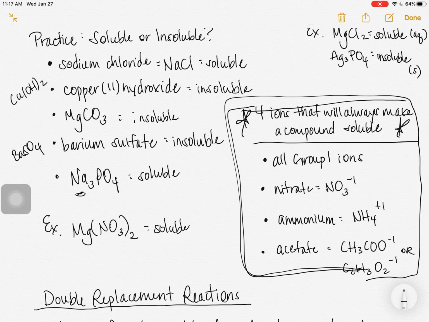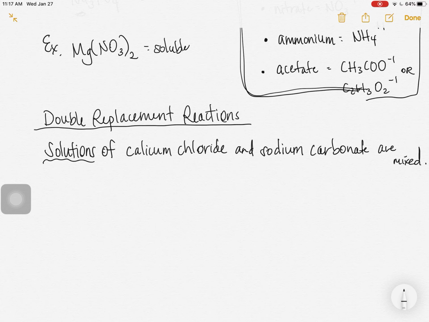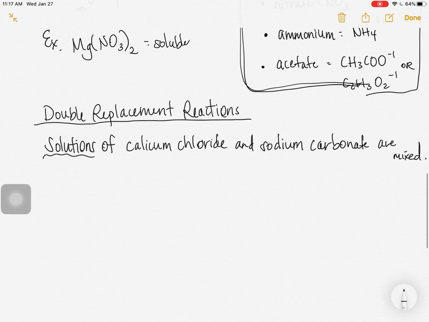Okay, so then how does this finally work together with precipitation reactions and with double replacement reactions? So what we're going to do is a couple examples where we attempt to identify if a reaction produces a precipitate or not. So this is my example, and we're going to see what happens. So it says solutions of calcium chloride and sodium carbonate are mixed. Now, so those are my reactants. So I need to write my formulas, and then I'm going to have to predict my products.